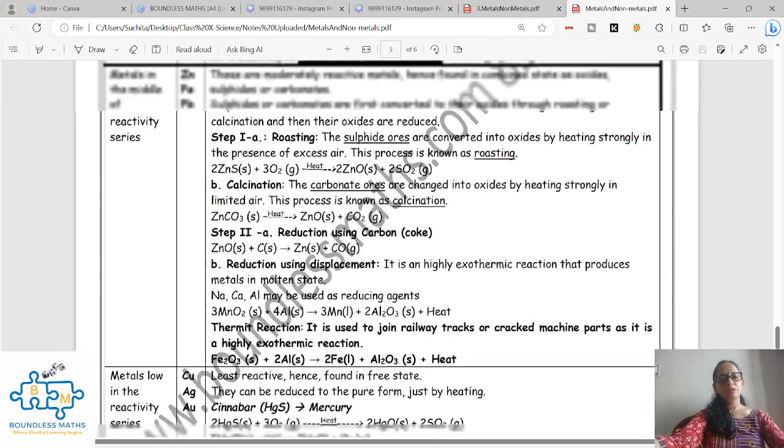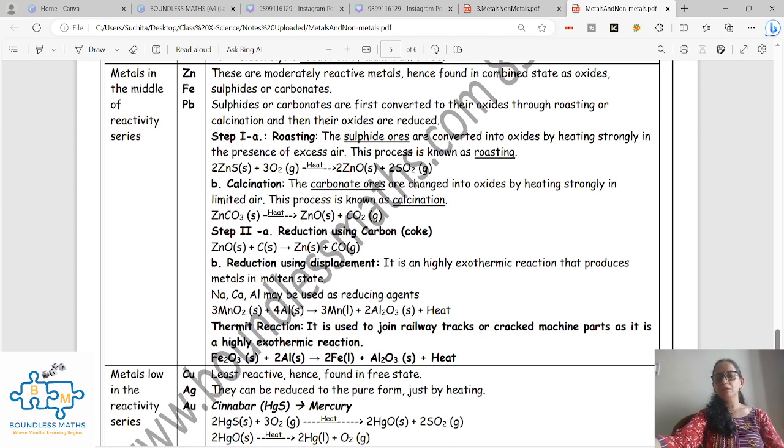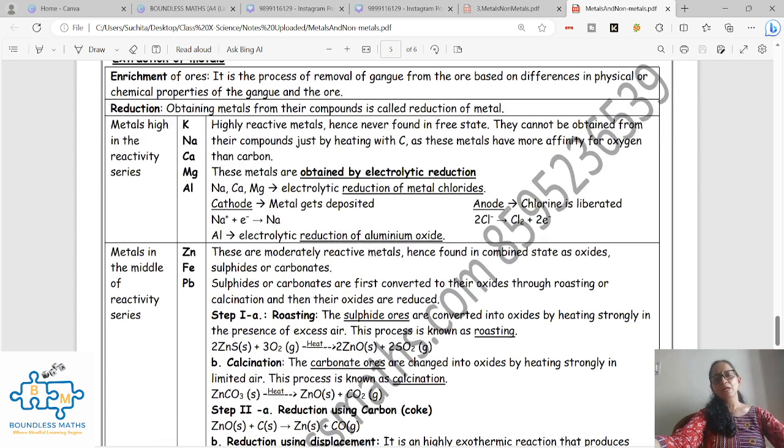So we have done the reduction of metals that are in the middle of the reactivity series. Right? So just to repeat, the ores of these metals are usually in the sulfide or carbonate forms. They are first converted to their oxides, and then the oxides are reduced using either carbon or a more reactive metal.